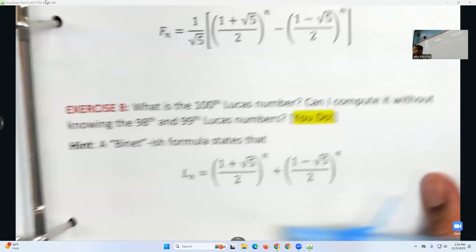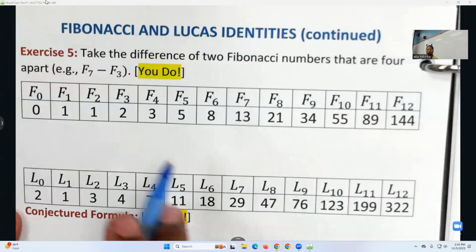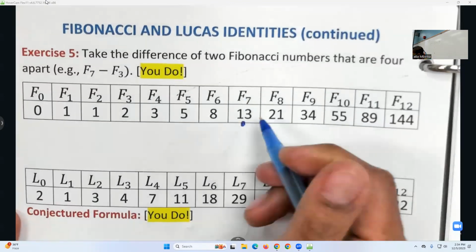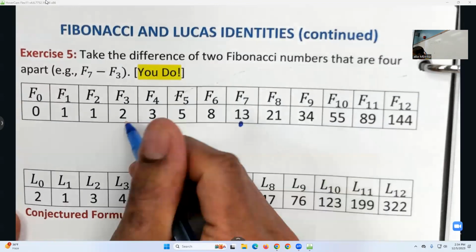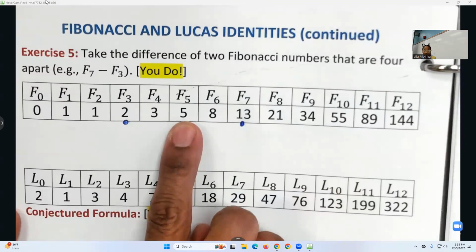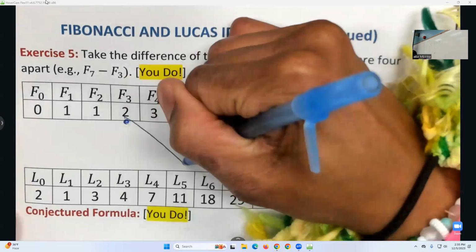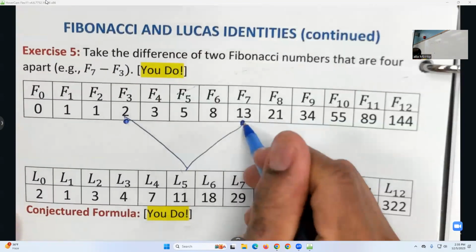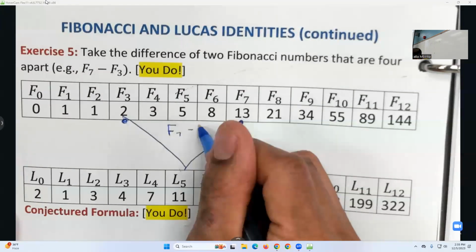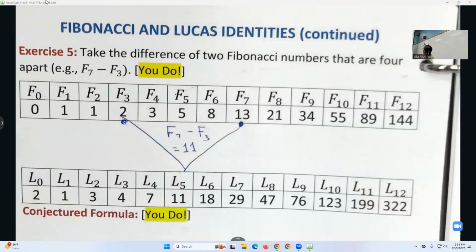Okay, let's do 2 more and then call it and start doing some new stuff. Let's take the difference of 2 Fibonacci numbers that are 4 apart, like F7, and then we go 4 down the road to F3. So we're skipping 3 numbers in the middle. We would think that maybe this is related to the number directly in between them, but is it? So we're taking 13, F7, subtracting F3, and we get 11. 13 minus 2 is 11.